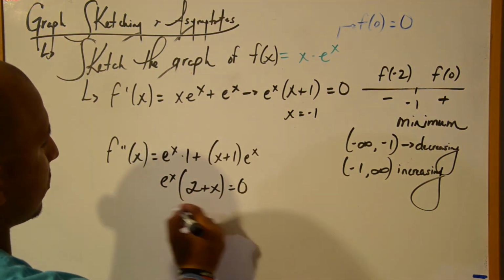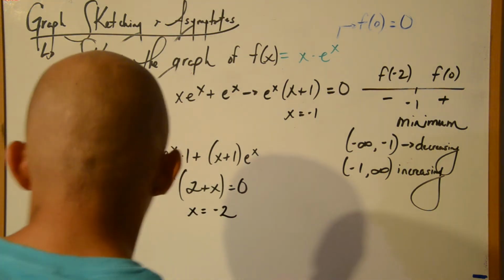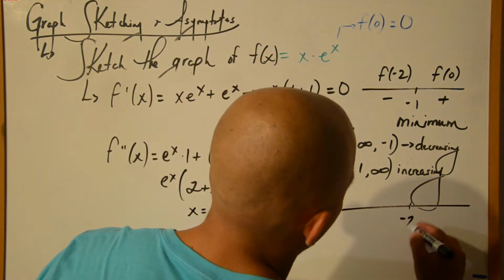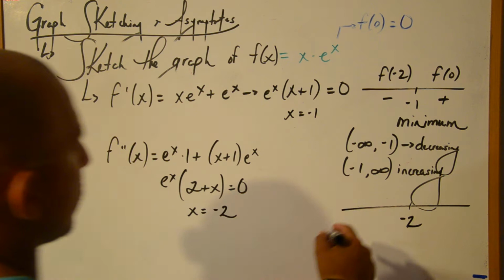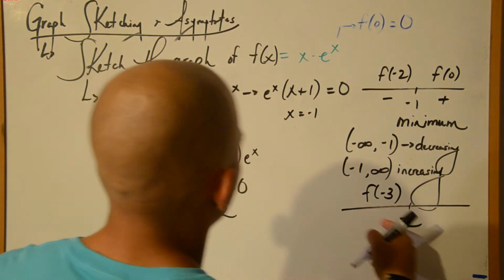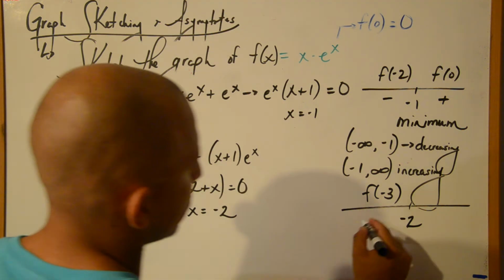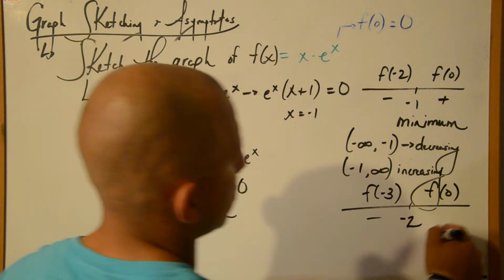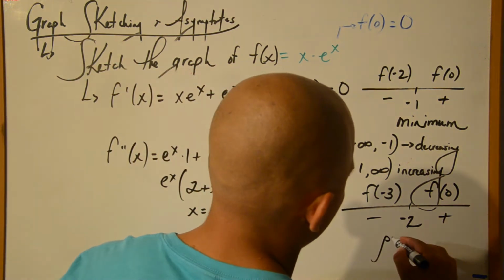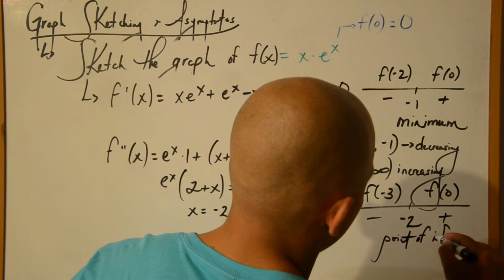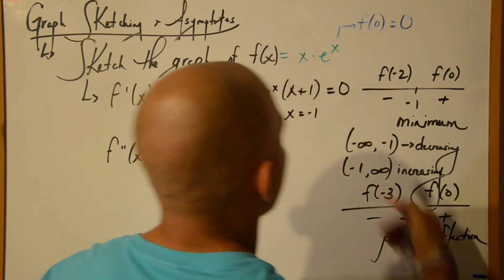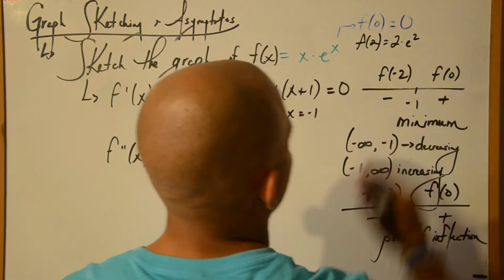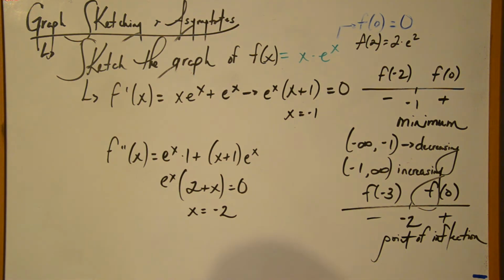This will never equal 0, therefore x equals negative 2 is a test point, which we replicate our first derivative test. So you pick f of negative 3. Negative 3 plus 2 is negative. Rational is negative. F of 0, 0 plus 2 is positive. E to 0 is 1. Therefore we have, yes, a point of inflection. And we can substitute this back in if we wanted to. We're not really going to get a value though, because we'll have 2 times e squared. So I would just leave that be.